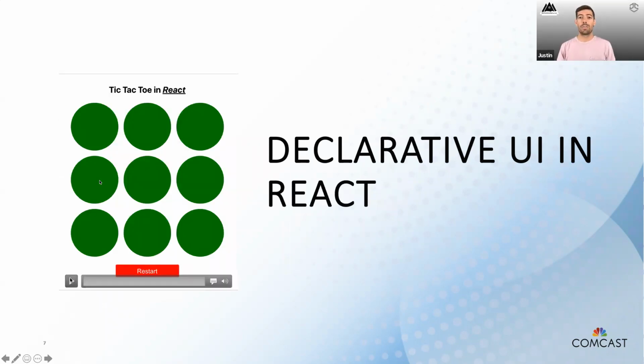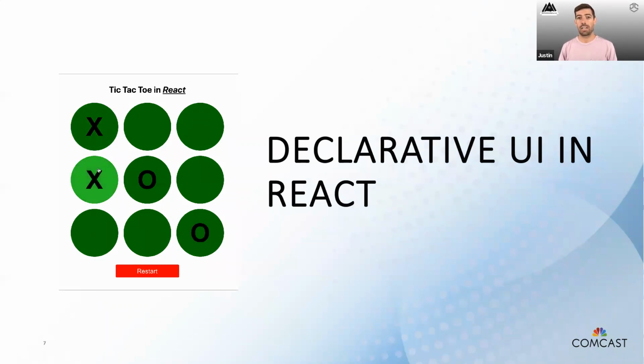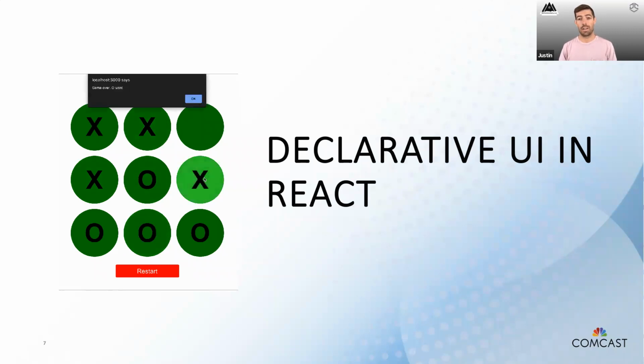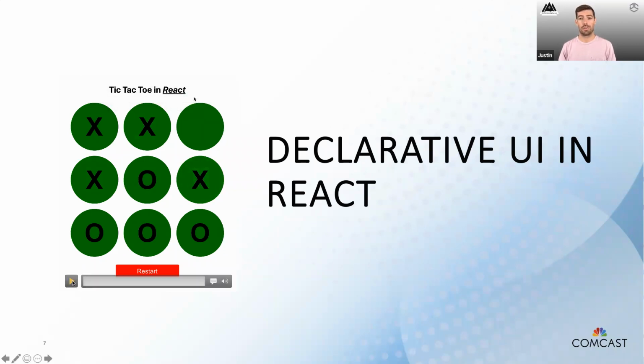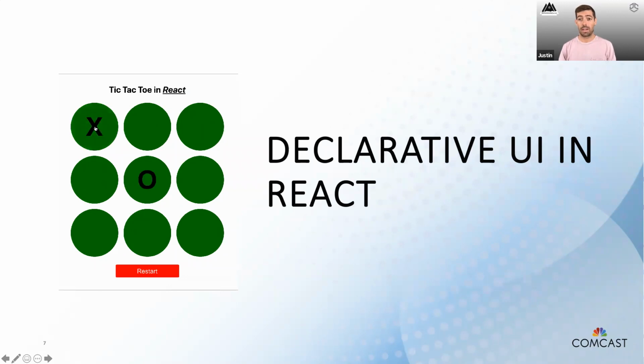Thanks, Dheeru. So as you can see here, things are starting to look pretty familiar. We've got our title for the game, tic-tac-toe in React, the grid or the game board, so our 3x3 grid that houses each player's moves, and a restart button at the bottom of the screen, as well as an alert or a modal or a pop-up that shows up that tells us who won the game.